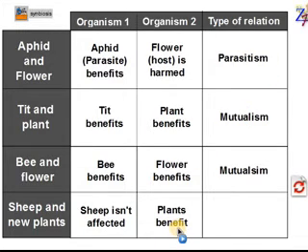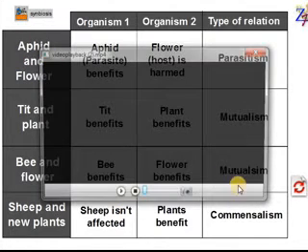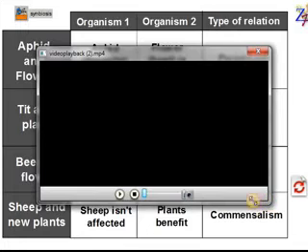Here there's a new type of relation which we call commensalism. Commensalism is when one organism benefits, the other isn't affected. It neither benefits nor gets harmed. Okay, we'll see this video here to understand more about these relationships.